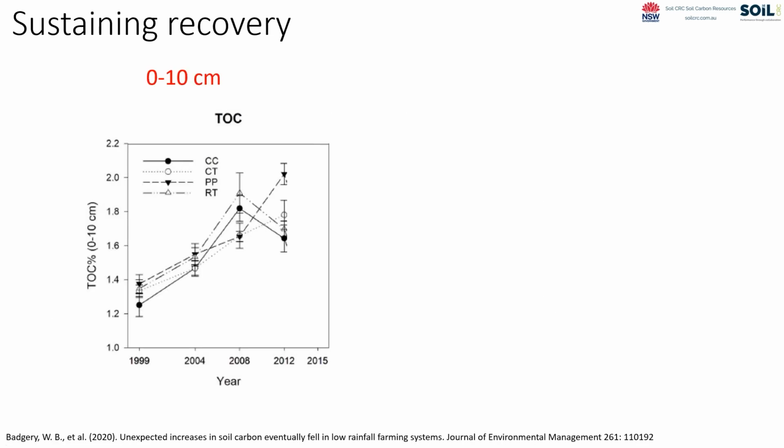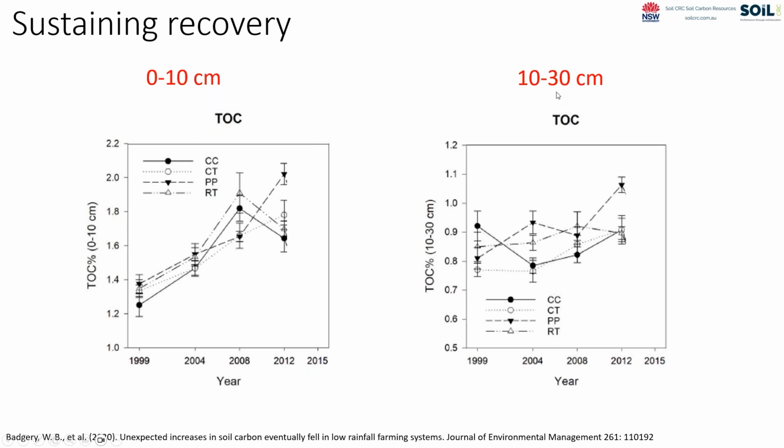Ginninderra is near Canberra. Here's some work from Condobolin in the central west of New South Wales, where over time different rotations were being implemented, and carbon was one of the things being assessed. We've got increasing carbon levels over this 13-year period, which is great in all the rotations. Continuous crop, cultivation, permanent pasture, reduced till, increasing there, and it was even starting to bump into the 10 to 30 centimetre layer. Same treatments there, of course, but it didn't sustain. Dropped down in both, to sort of at or below where they were.